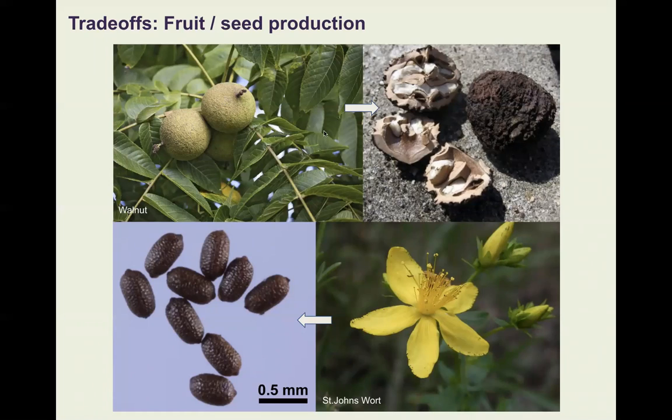So this walnut tree is investing in very large seeds, and each of those would have a lot of nutrients for the seedling that results. This St. John's wort here, lots of small seeds, each seed with pretty low nutrient investment, but maybe across a lot of seeds, at least some of those will have a good chance of getting established.